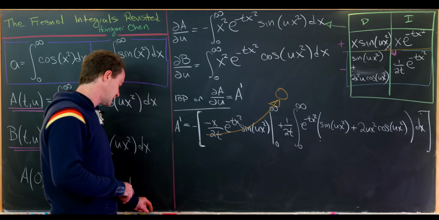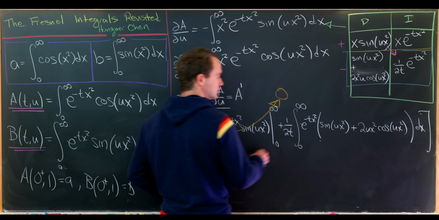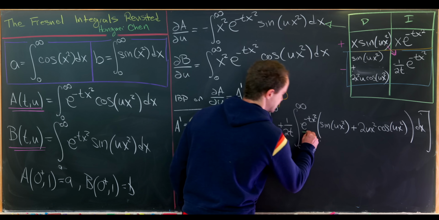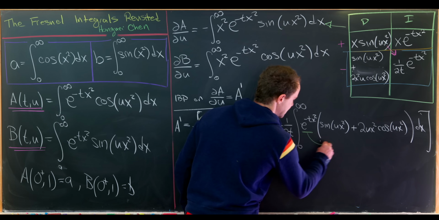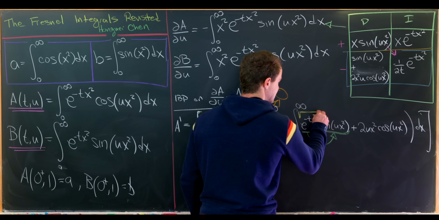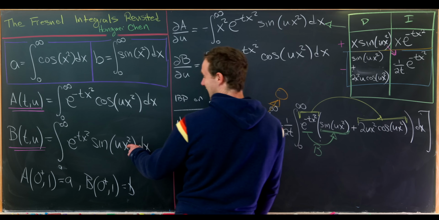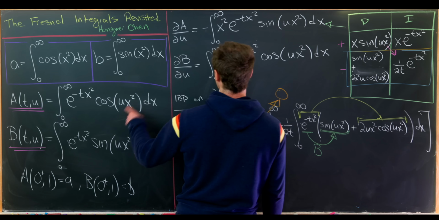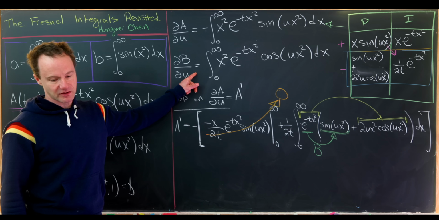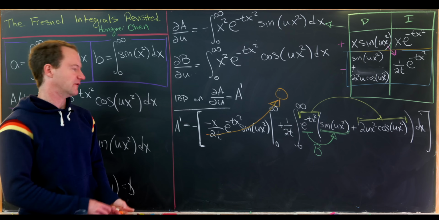Okay, but notice we've got some things that look pretty nice now. Notice if we were to take the product of e to the minus tx squared and this sine term right here, we would get exactly our capital B integral. I'll call this capital B. I won't say of t and u, just to simplify it. And then likewise, if we take this e to the minus tx squared and multiply it through to this, we don't exactly get the derivative of B like we have right here, but we get something fairly close. We'll get a multiple of the derivative of B.